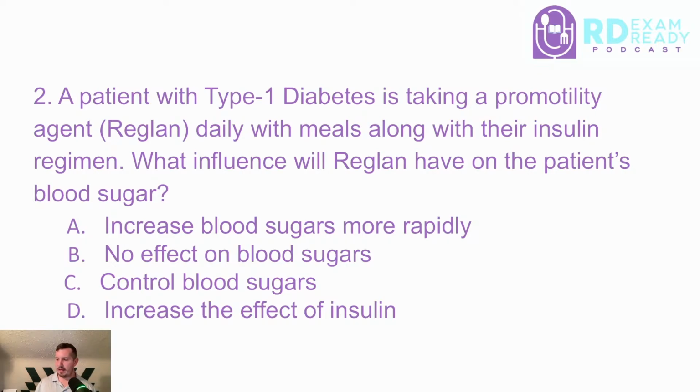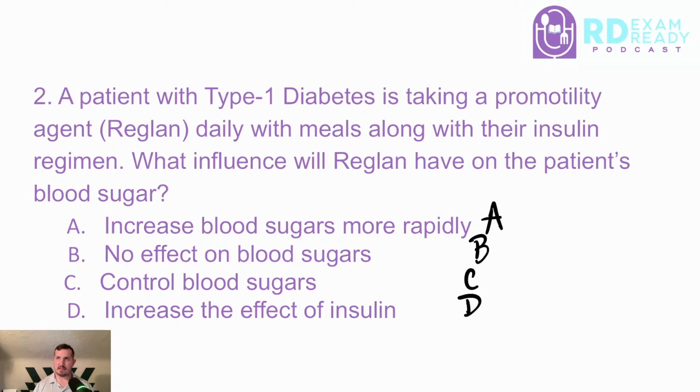Let's look at number 2 here. A patient with type 1 diabetes is taking a pro-motility agent, Reglan, daily with meals along with their insulin regimen. What influence will Reglan have on a patient's blood sugar? Okay, A, B, C, D. A, increase blood sugars more rapidly.